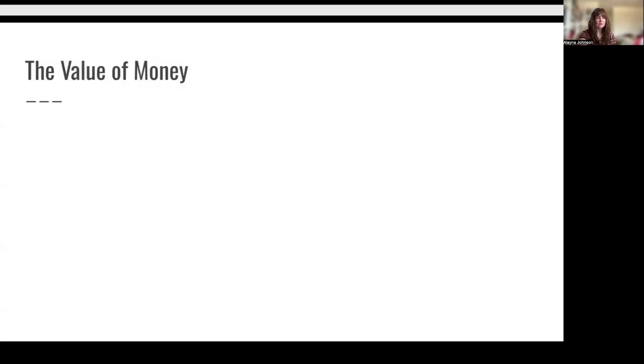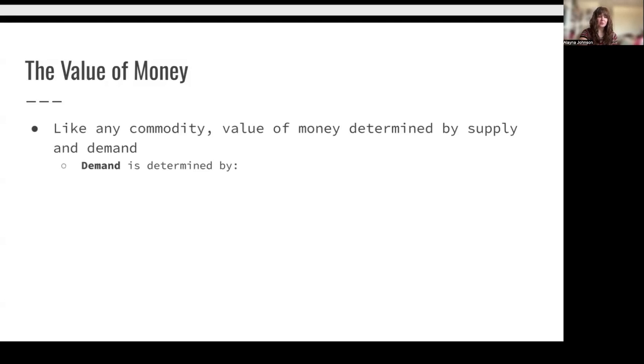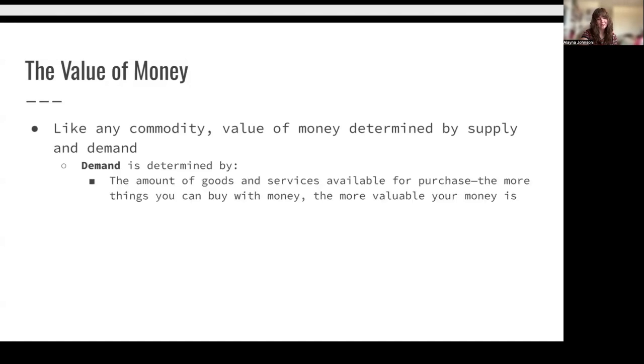So why does money have value? Why do any of these things have value? Why do people accept them as payment for things? So the value of money, just like anything else, comes down to supply and demand. First, demand for money comes down to two things. It's determined by the amount of goods and services available for purchase.